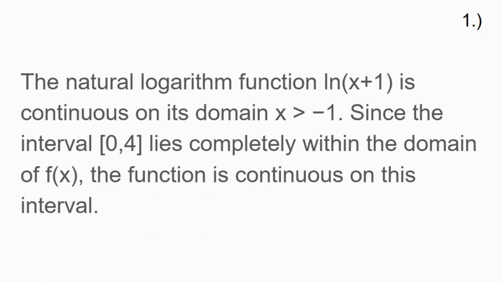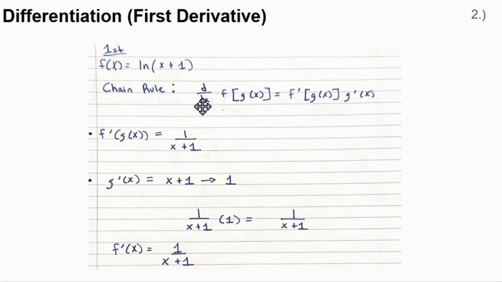The derivative of any natural log function is 1 over u, with u being the argument, or anything that's inside the parentheses. So in our case, u would be x plus 1. The derivative of natural log of u is 1 over u, so we get 1 over x plus 1. Then we multiply by the derivative of x plus 1, which is 1. So the first derivative is 1 over x plus 1.